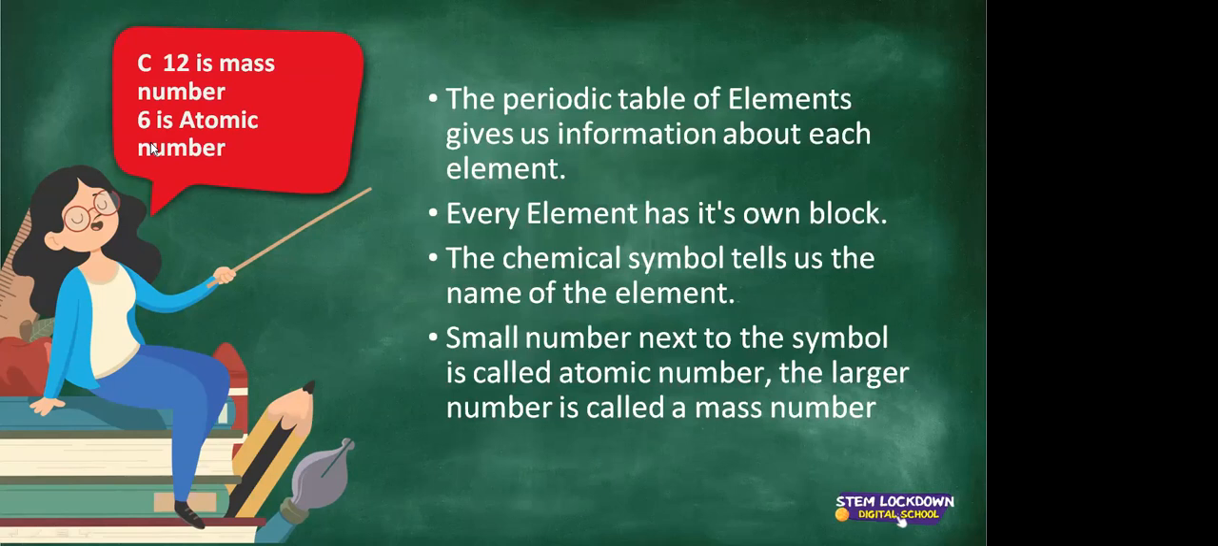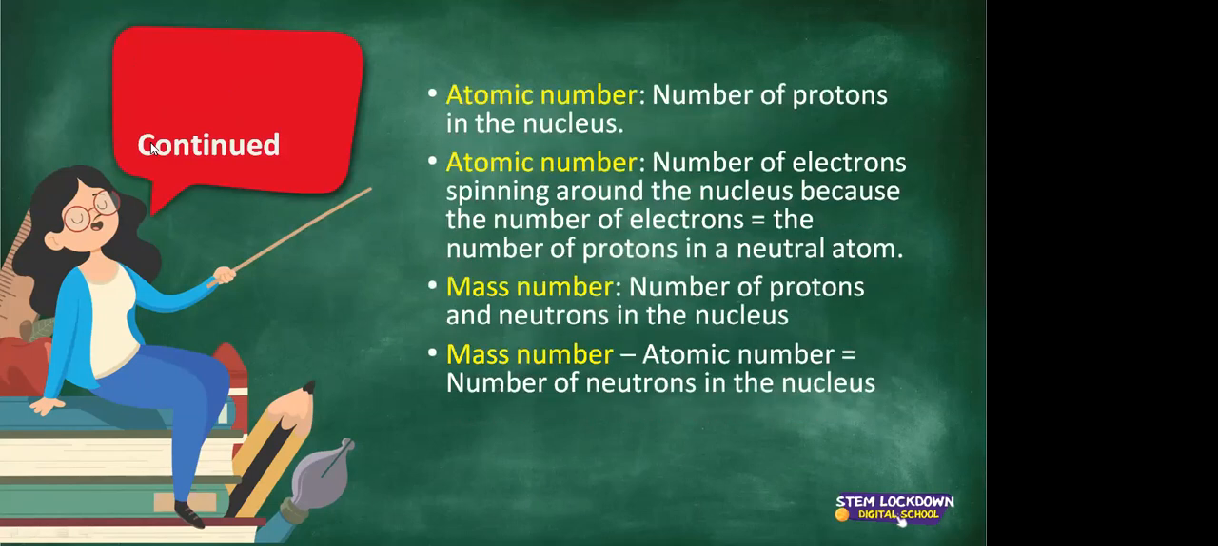Then the small number next to the symbol is called the atomic number. Next to the symbol of an element in your periodic table, you will see two numbers. There's a small number and a big number. The small number next to a symbol is called the atomic number, and the larger number is called the mass number. So an atomic number is the number of protons in the nucleus of an element. It is also the number of electrons spinning around the nucleus, because the number of electrons equals the number of protons in a neutral atom.